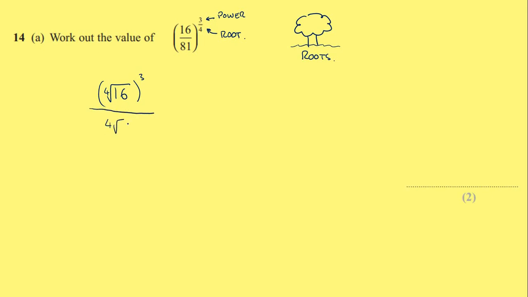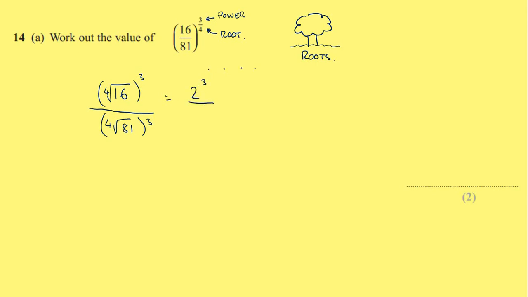And then we've got the 4th root of 81, all raised to the power of 3. So use the root first and then use the power. Now the 4th root of 16, what number multiplied by itself, by itself, by itself, by itself, to get 16? Well, 1 times 1 times 1 times 1, no, that's 1. 2 times 2 is 4, times 2 is 8, times 2 is 16.